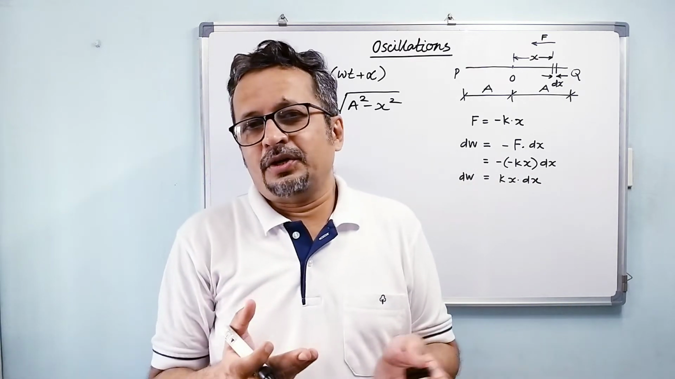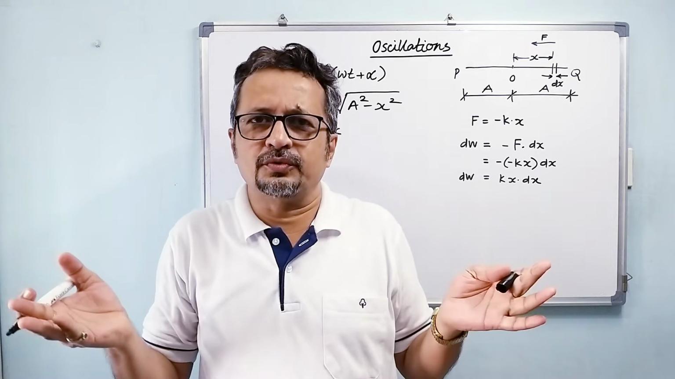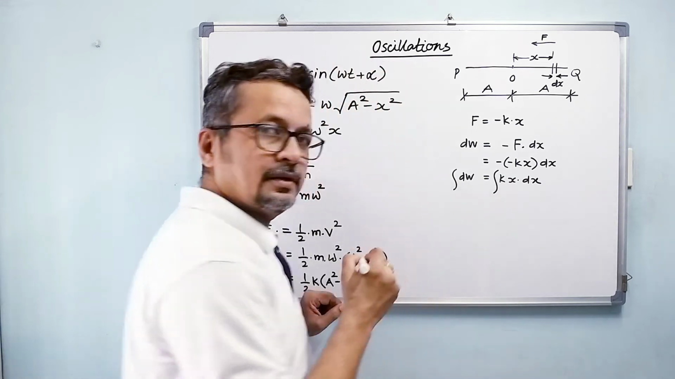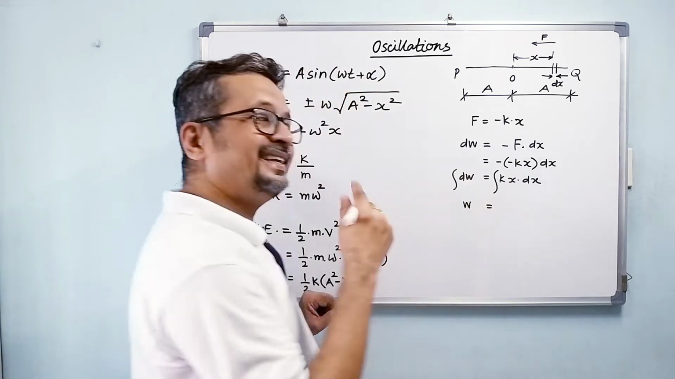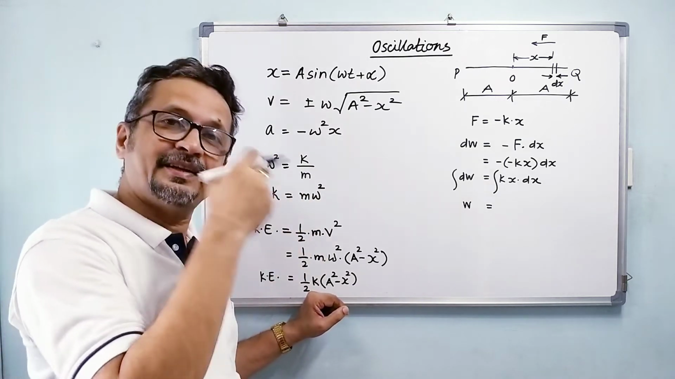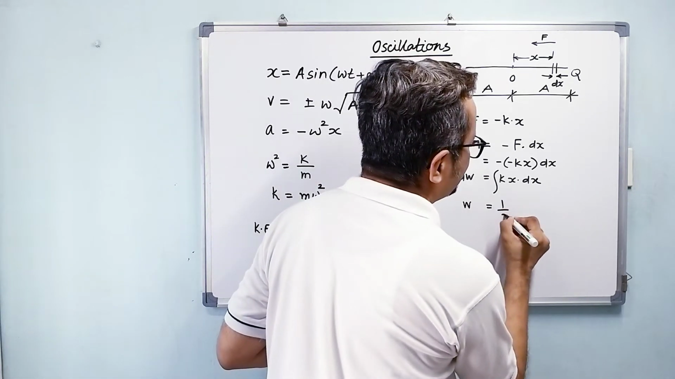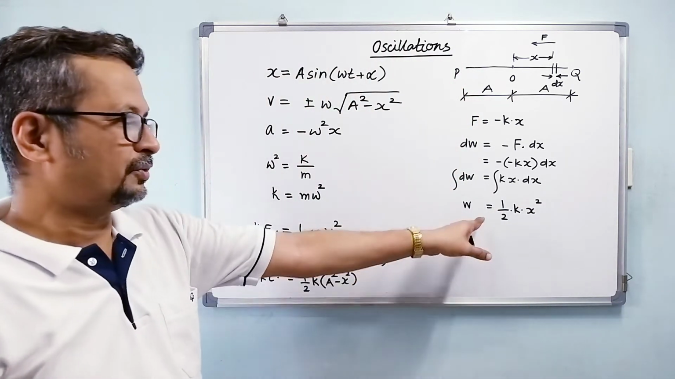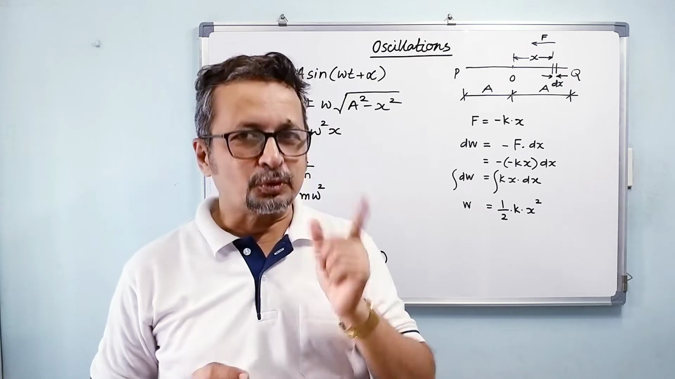Now what? Now I don't want this infinitesimally small work done here. I want the work done, correct? So what do I do? I integrate. So I'm going to integrate here and here, right? So my w is going to be equal to the integral of kx dx. See, k is constant which will come out of the integration sign, correct? So it is going to be equal to k integral x dx, and integral x is x square by 2. So it is going to be half into k into x square, correct?